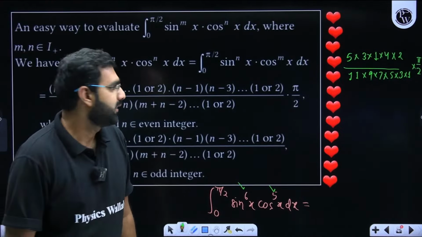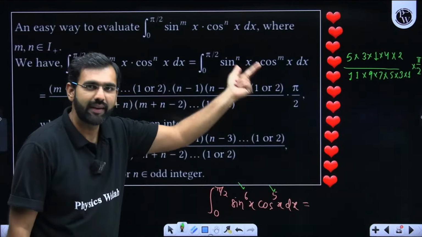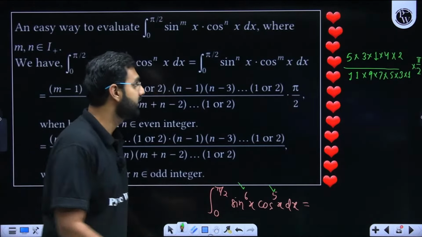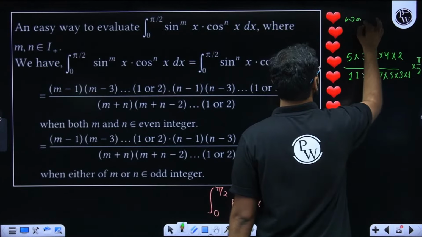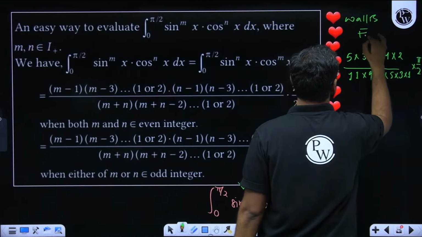Are you not realizing that within 5 seconds you can write the answer to this question? This is the importance of Wallis's formula. He was a mathematician, and he developed this formula.